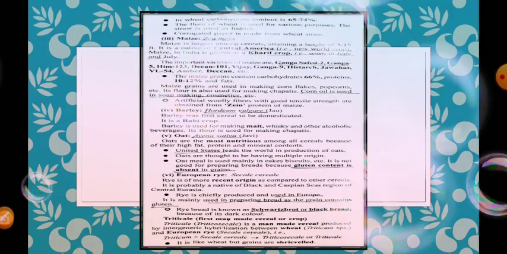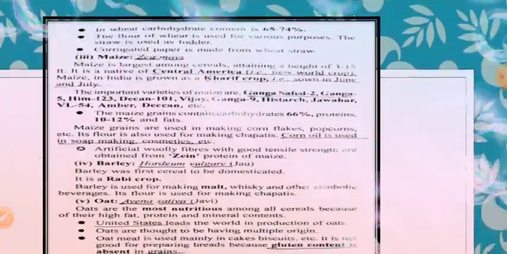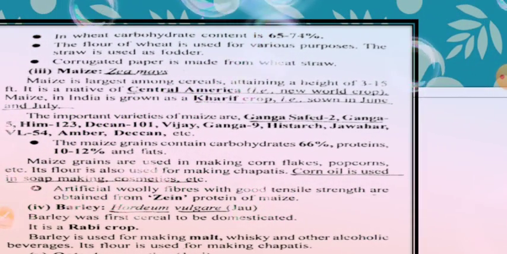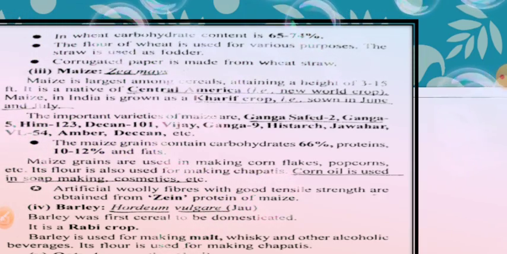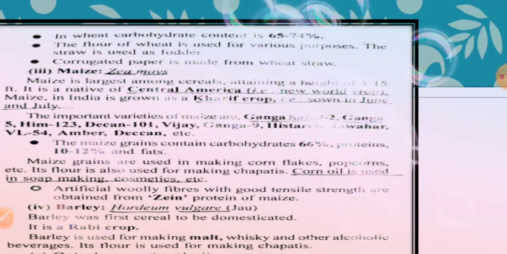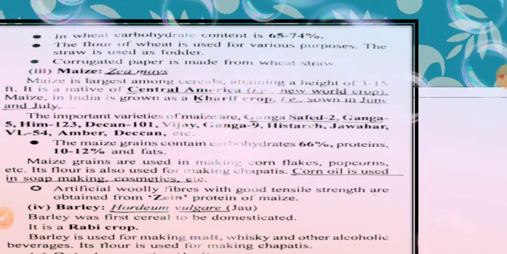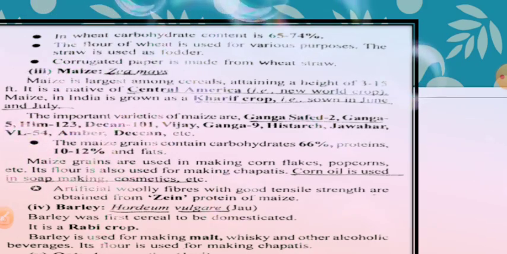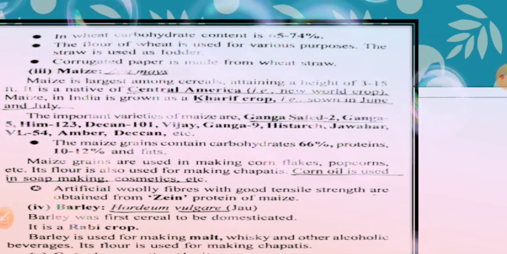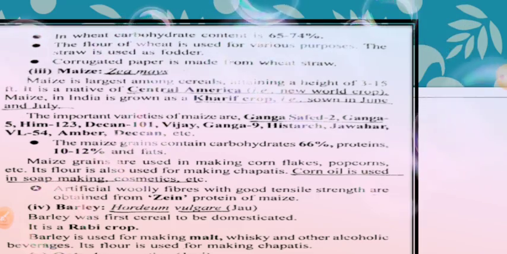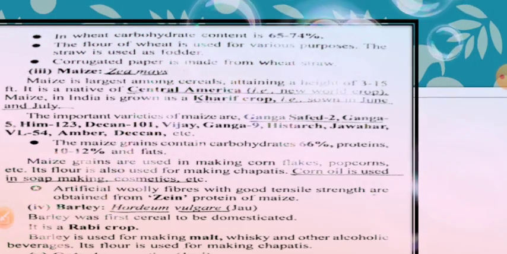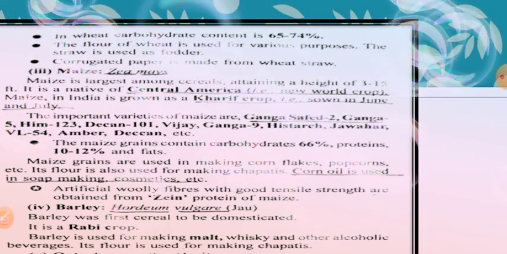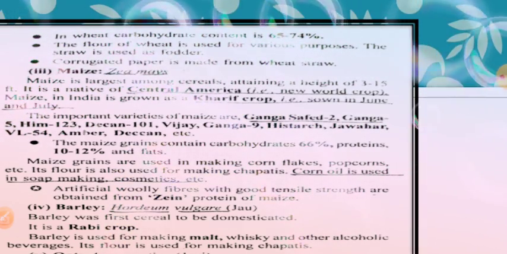In the case of wheat, the carbohydrate content is 65 to 74%. The flour of wheat is used. The uses of wheat, all of you know very well. Basically we use it for various purposes, like fodder, its straw is used as fodder, and we make all those things in our daily food system. So these are some important points about wheat.